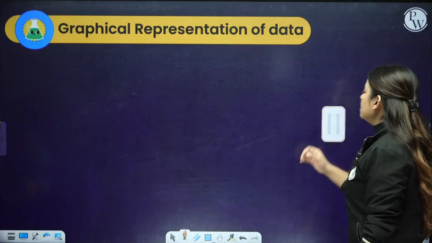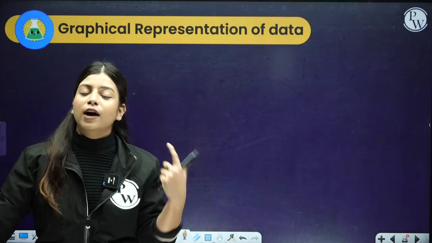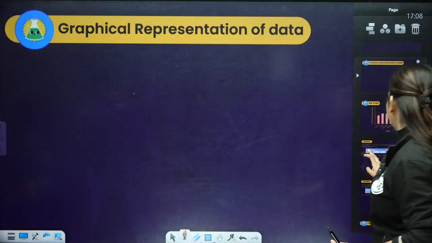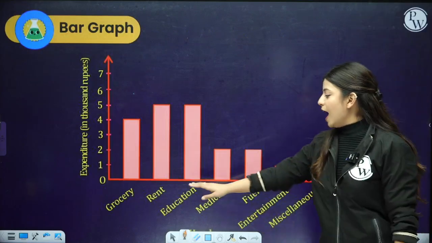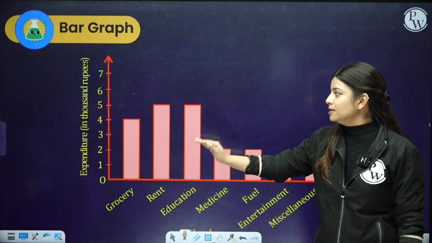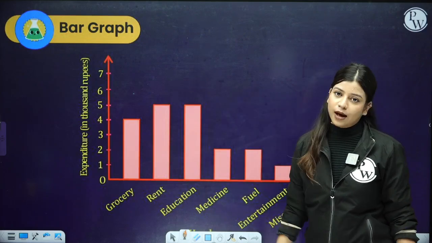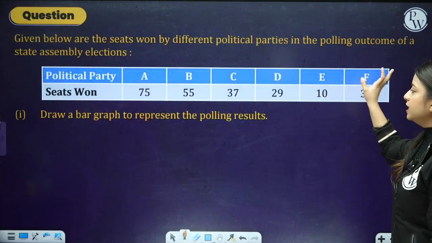Now graphical representation of data includes 3 types. You have your bar graph, you have your histogram and your frequency polygon. Let's solve it up. So the very first question is of bar graph. This is how a bar graph looks like. So you have some information on the x-axis, the frequency on the y-axis, and then you plot rectangular graphs. Now the very first thing is draw a bar graph for these political parties A till F.